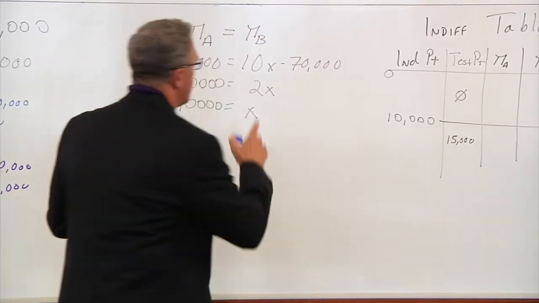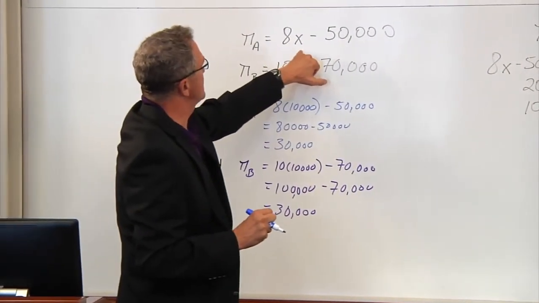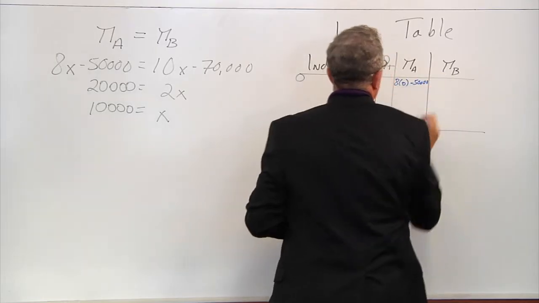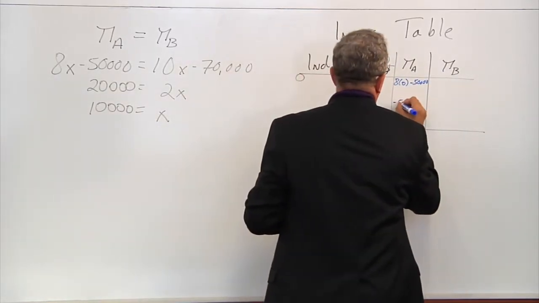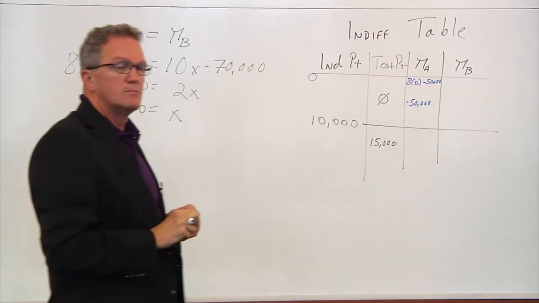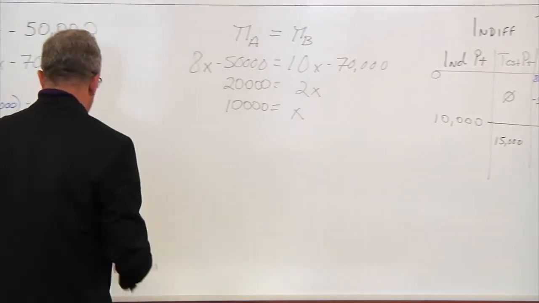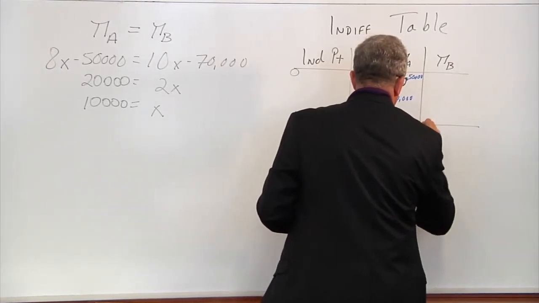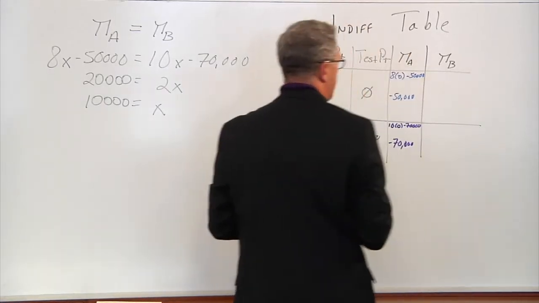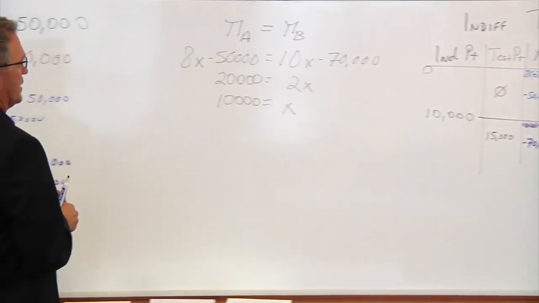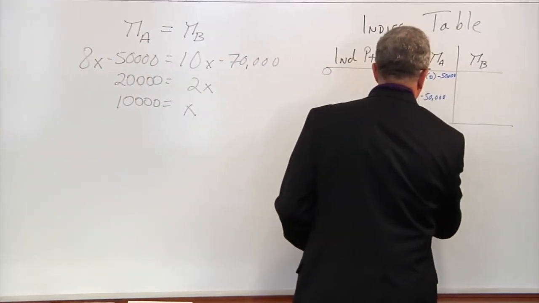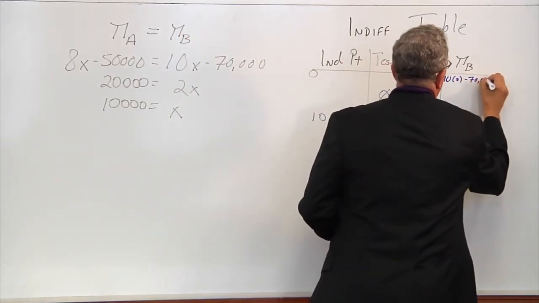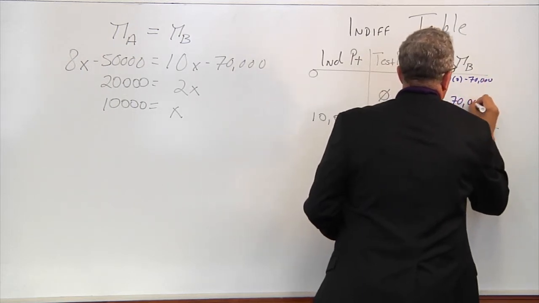So for profit for A, we plug 0 into our original equation, 8 times 0 minus 50,000. If we had a quantity of 0, we would earn a minus 50,000 in profit. Put it in for B, 10 times 0 minus 70,000. That's going to give us minus 70,000 in profit. I'm sorry, I put it in the wrong column. Let me erase that and do it again. This is for B. It'd be 10 times 0 minus 70,000. So the total profit is minus 70,000.